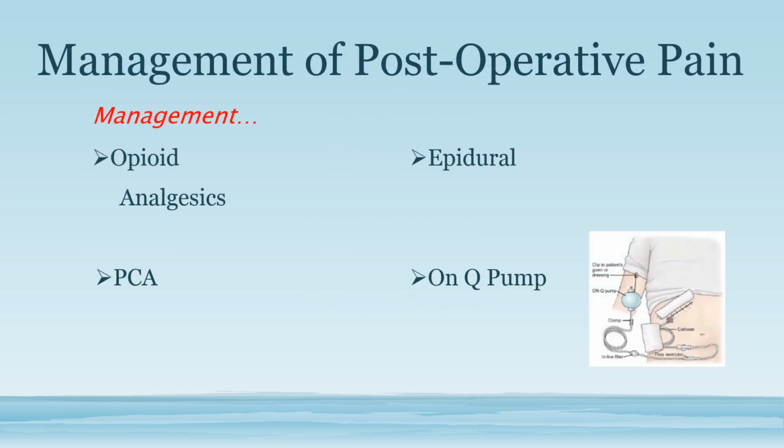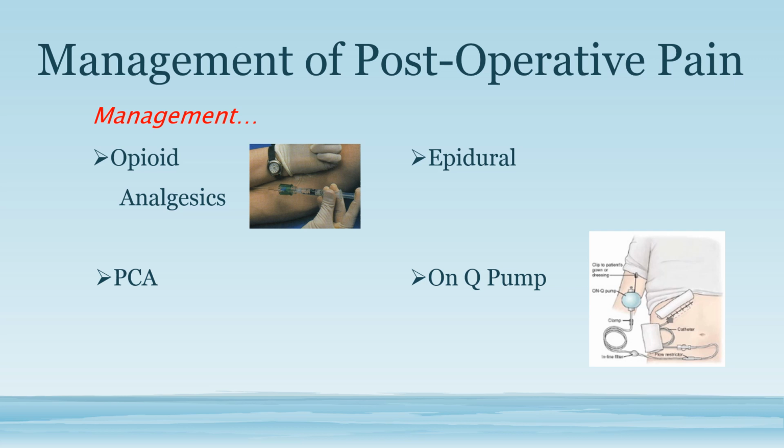We have several ways to manage postoperative pain. In the top left, opioid analgesics. When given IV push, the RN must know the rate in minutes to actually administer it so that it is safely administered. And we need to watch blood pressure, respiratory rate, and level of consciousness when administering IV push opioids.